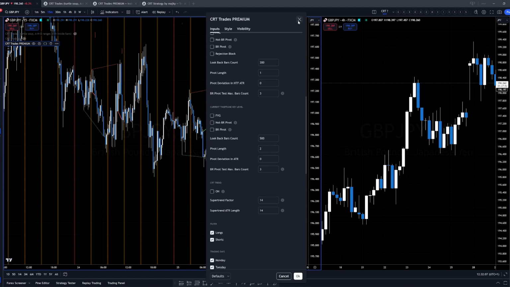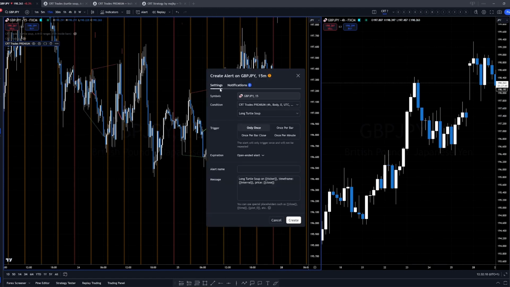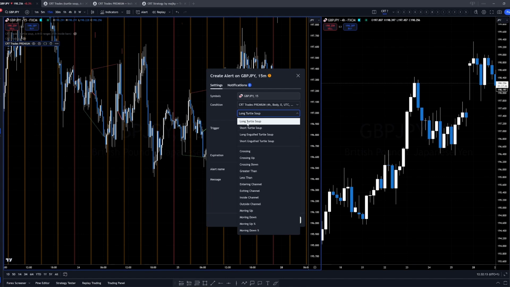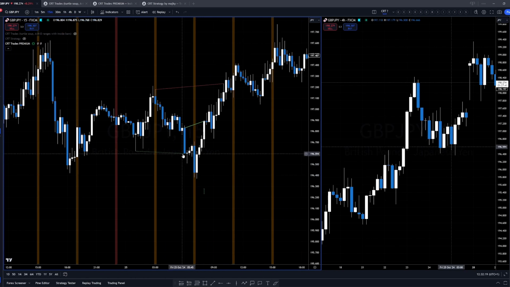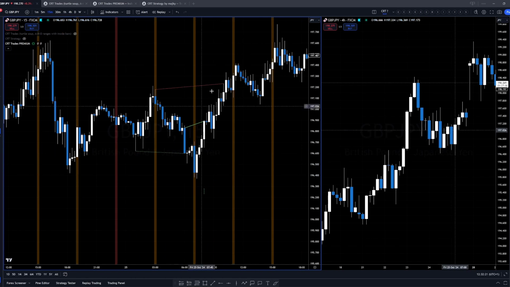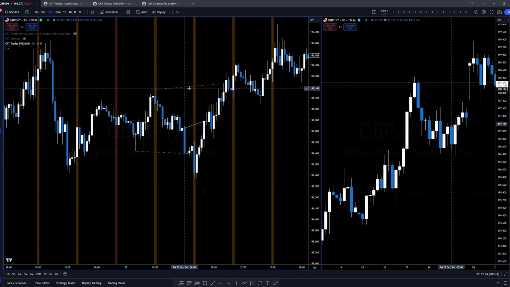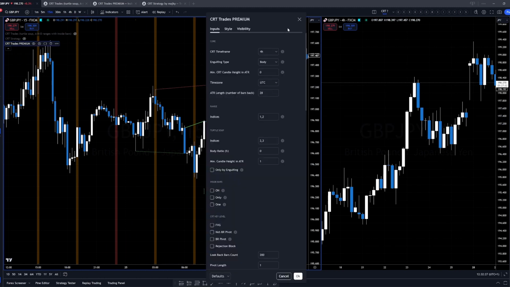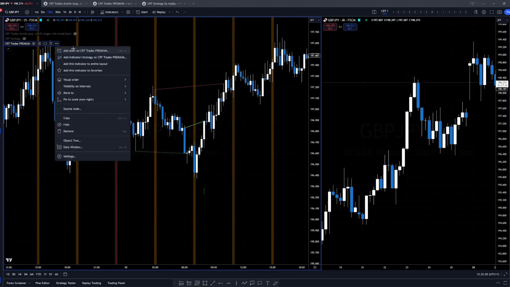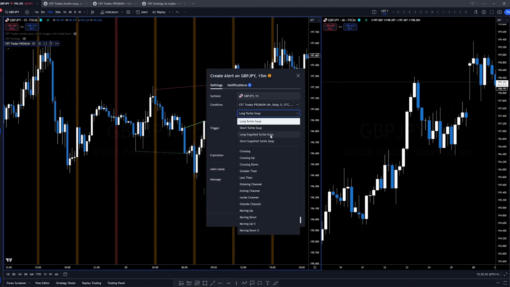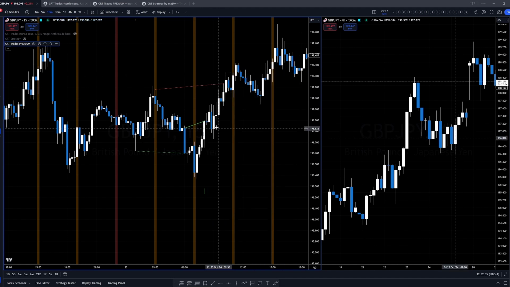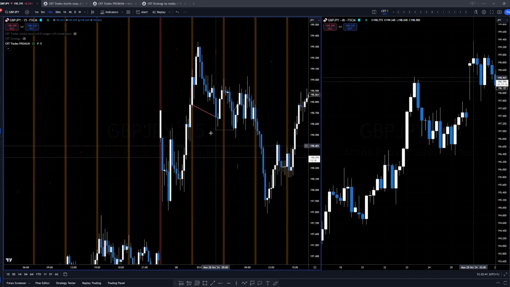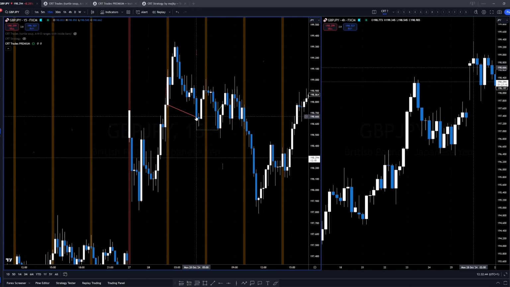And the most important thing is that you can set alerts inside here for the long turtle soup and short turtle soup, which are triggered when the turtle soup happens. So here we have long turtle soup, here we have short turtle soup. You can see it by these dotted lines, and also you can have alerts for long engulf turtle soup and short engulf turtle soup. So this is long engulf turtle soup, so it is this solid green line, and here we have short engulf turtle soup by this red solid line.